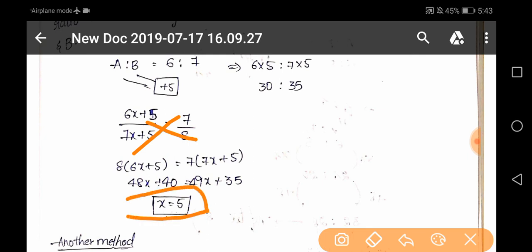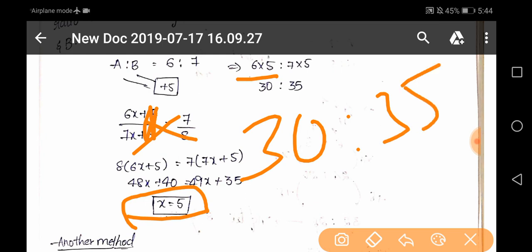By solving the above equation, you will find x equals 5. Now they are asking for the present ages, so just leave aside the 5 years. They are asking for 6x and 7x, and x is 5. So 6 into 5 and 7 into 5 gives 30 is to 35. If you have any doubt, 30 is to 35, when cancelled by 5, gives 6 is to 7.